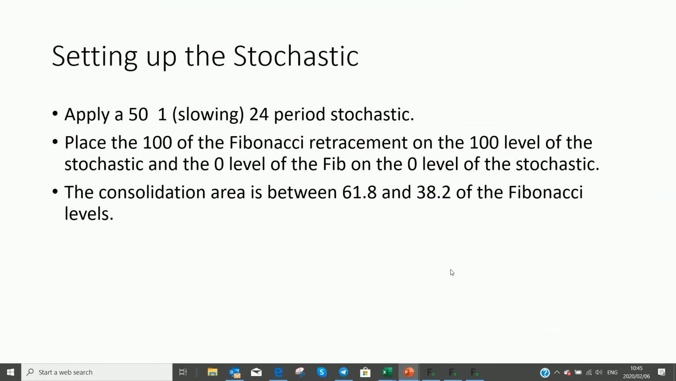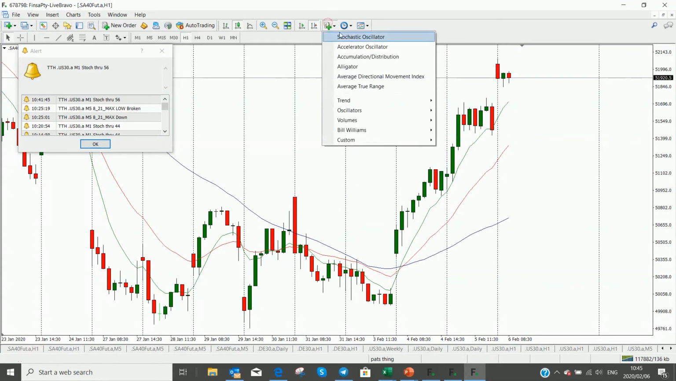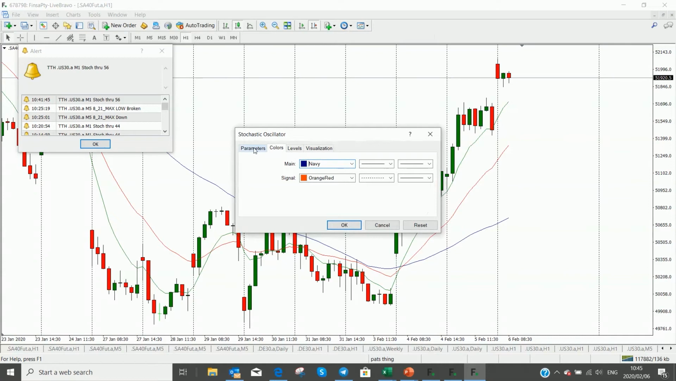Okay, setting up the stochastic. Let's do that from the beginning. I'm going to get a new chart completely. For this example, I'm going to use an hourly chart on the Aussie. I'm just going to set this up so you can see the numbers I use. The parameters: 50, slowing 1, percentage D 24.